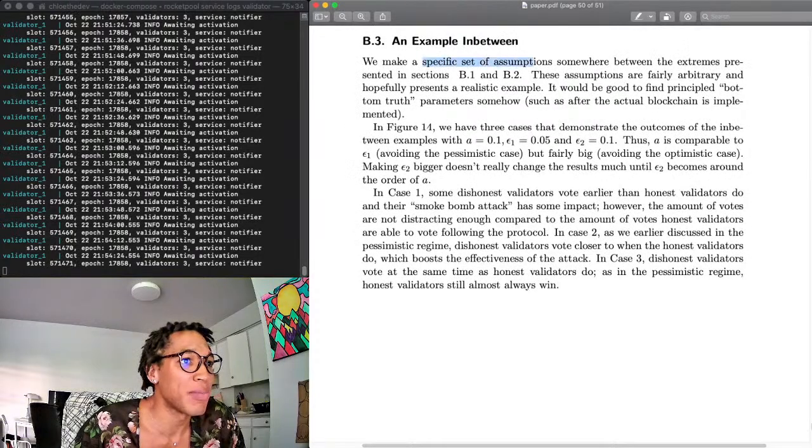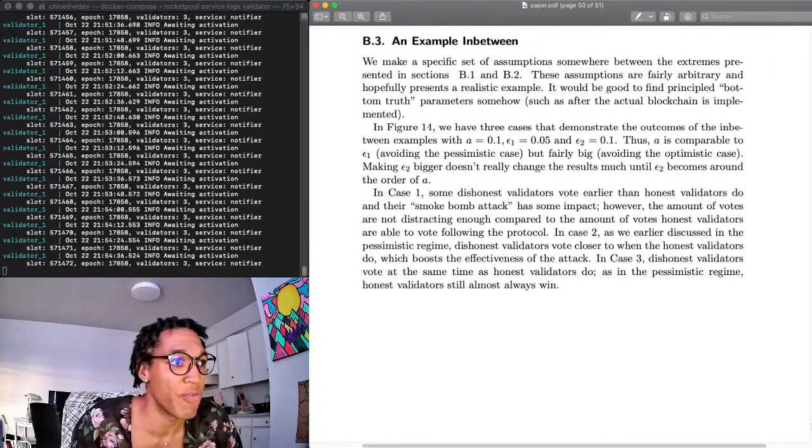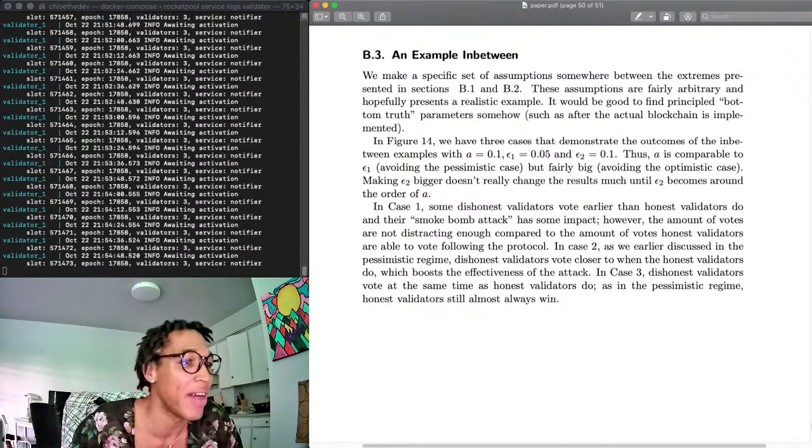We make up assumptions somewhere in between. These assumptions are fairly arbitrary and hopefully present a realistic example. That's the whole point. It would be good to find principled ground truth parameters somehow, such as after the actual blockchain is implemented. So again, Ethereum, the Medalla testnet will give us good examples for this. And I'm very excited for all the papers that are going to come out from the Medalla testnet, from the Zinken testnet, from all of these testnets, Spadina and all that.